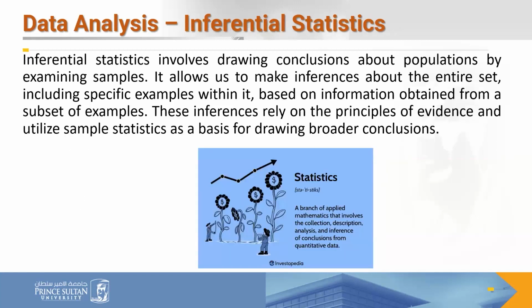Inferential statistics is different. It's not only a summary of the data, but it's drawing conclusions about populations by examining the sample. So it allows us to make inferences about the entire set, including specific examples within it, based on information obtained from a subset of examples. These inferences rely on the principle of evidence and utilize sample statistics as a basis for drawing broader conclusions.